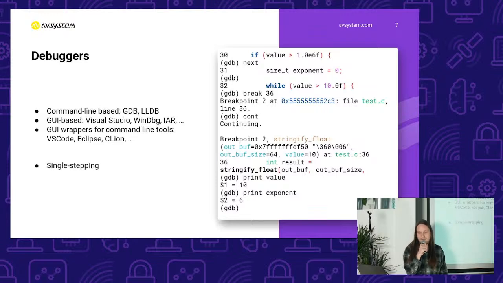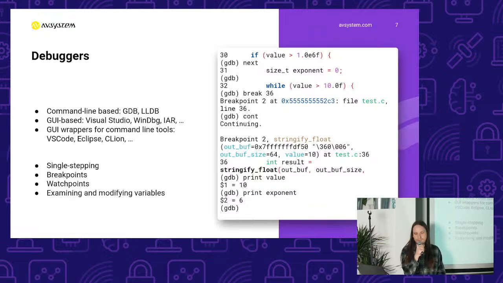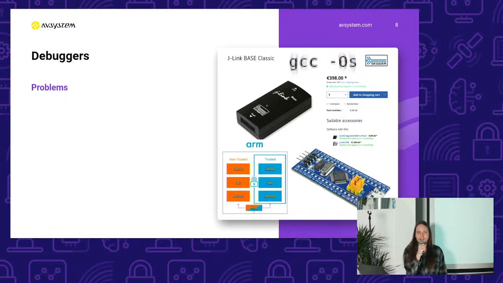And using the debugger, you can do stuff like single stepping, like execute one line of code at a time. You can put breakpoints so that execution stops when you reach some point in the code. You can use watch points so you can see that when a variable changes, then the execution will stop. You can also print values of variables in the command line or in a window. You can even modify them. You can do disassembly. Basically, debuggers are very, very neat, very nice tool. But we are working with embedded, so we've got a couple of problems, obviously.